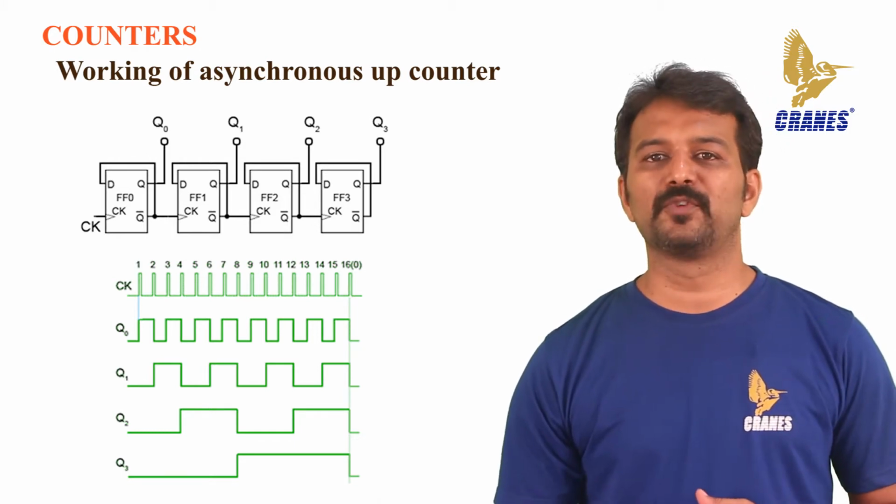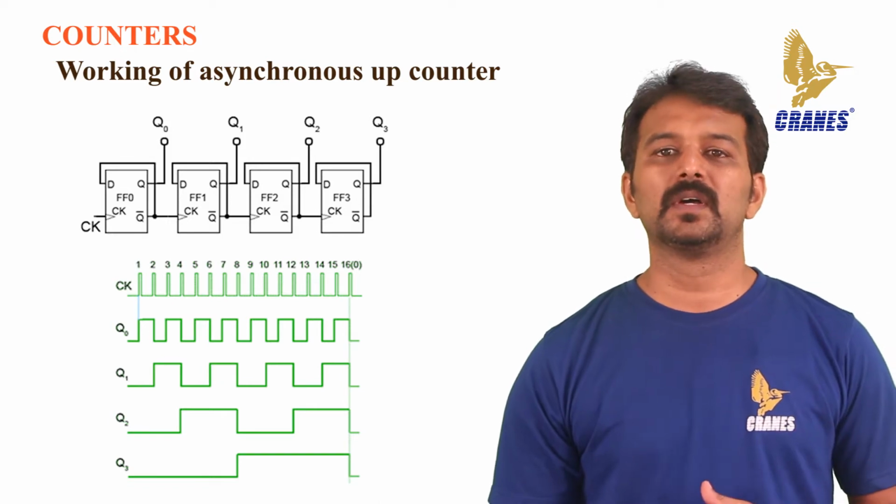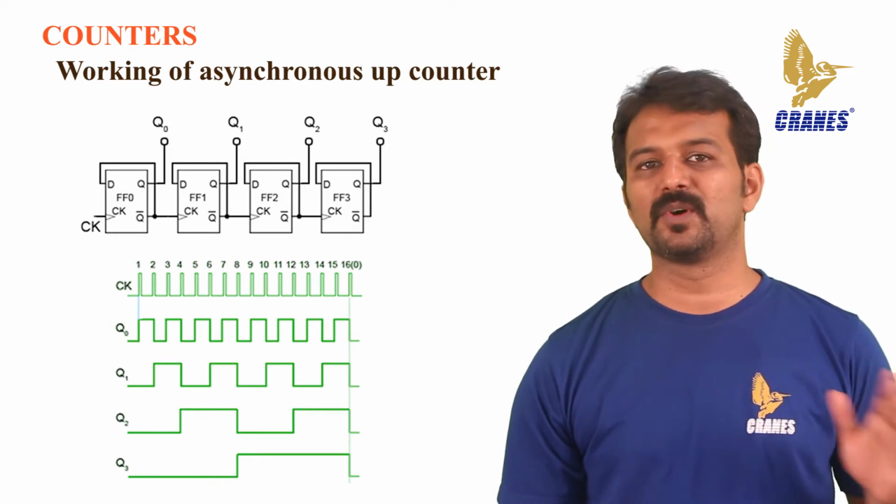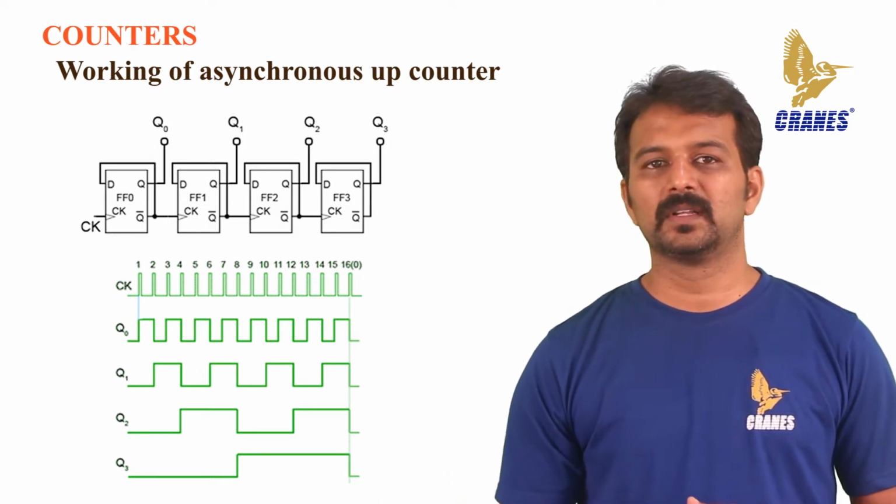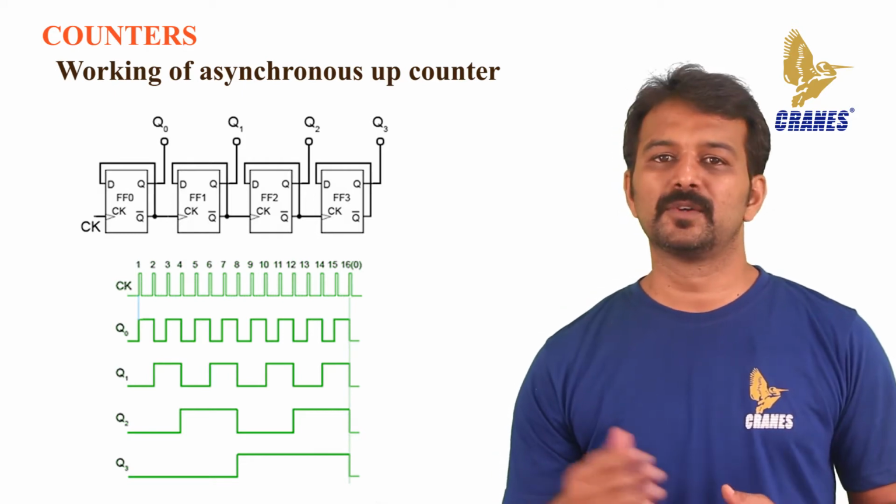As this circuit is a 4-bit up counter, the output is a sequence of binary values from 0, 1, 2, 3 up to 15. So that is from 4 zeros to all ones.